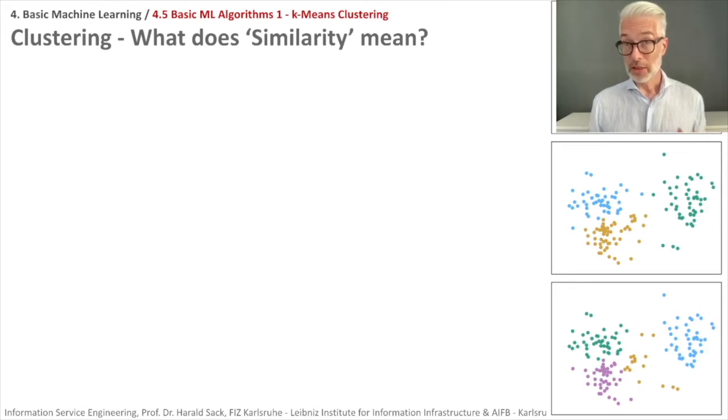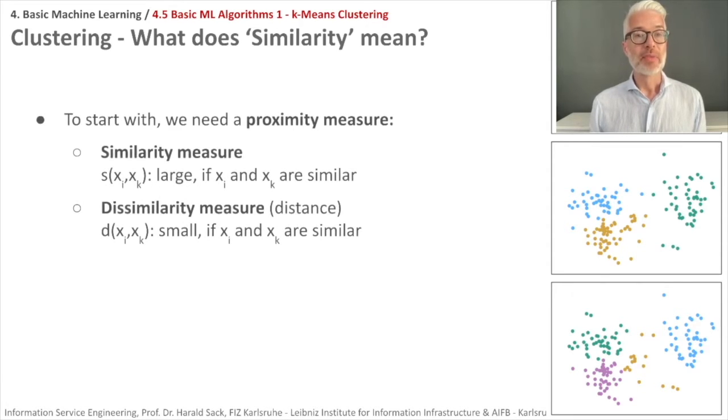We have learned what a good clustering is, so we have to look at similarity. Things within one cluster should be close. Things in different clusters, which are not similar, of course should have a larger distance. So, what does similarity mean? Here, we are looking specifically at so-called proximity measures.